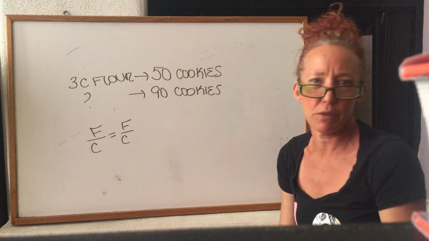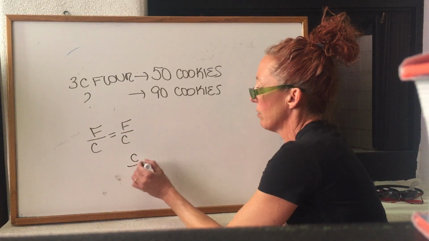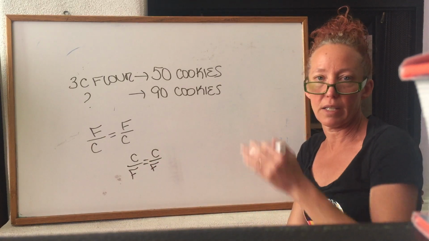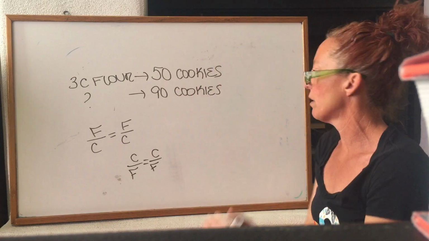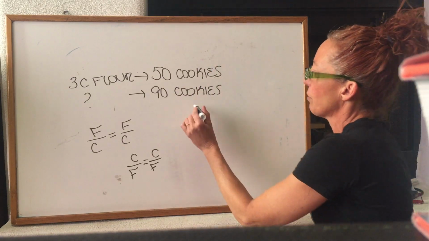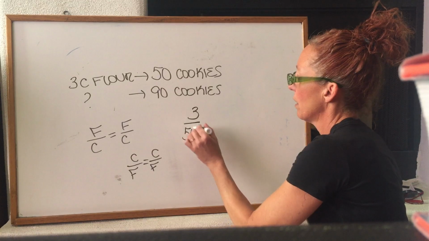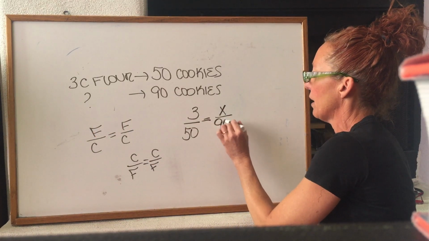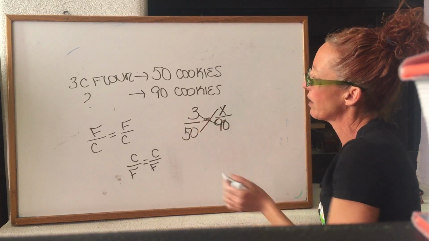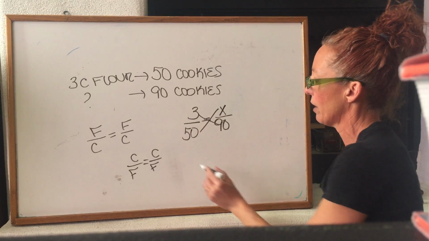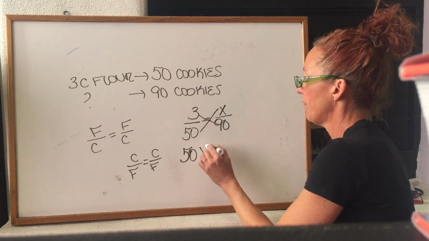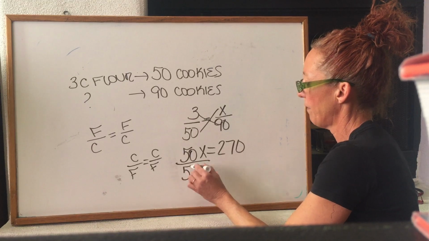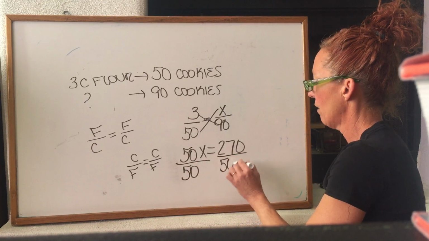It doesn't matter which one goes on top as long as you're consistent. So if you're like, I want the cookies on top, just write it like that. As long as the same matches, either in the numerator or the denominator. So 3 over 50 equals, this is the thing you don't know, how much flour would I need if I need to make 90 cookies? And now remember, if it's fraction equals fraction, you can just do that little shortcut of cross multiply. So 50x equals 270, divide by 50, divide by 50.